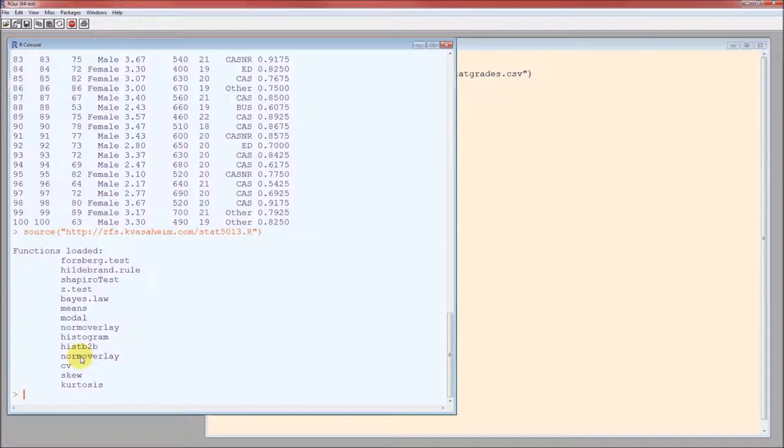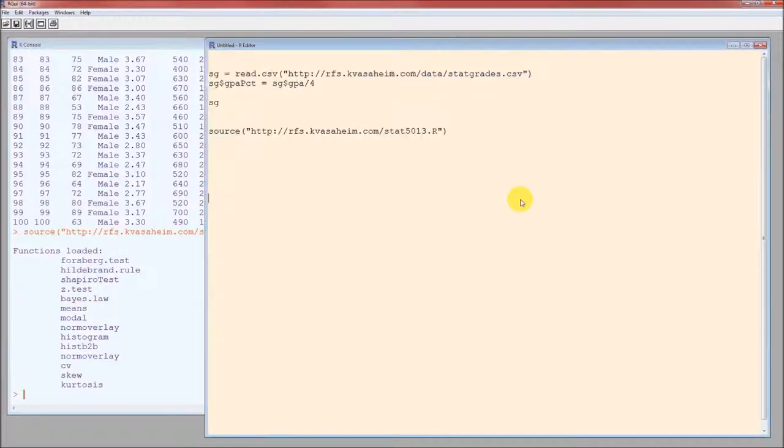Norm overlay gives you a histogram with the normal curve overlaying it. The ret modal allows you to calculate the mode of a data set or of a variable. Means allows you to calculate very easily not just the arithmetic mean, which is the usual mean, but also the geometric and the harmonic mean. None of the others look helpful yet, but they may become helpful in the future. So make a habit of sourcing this function at the very top of your script.